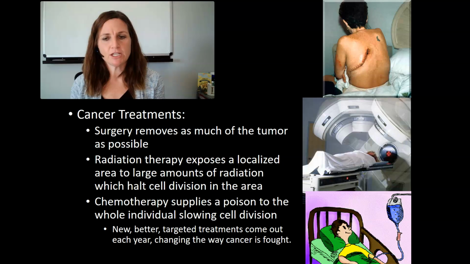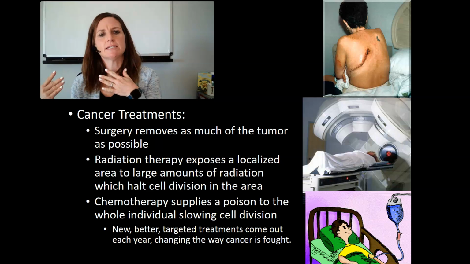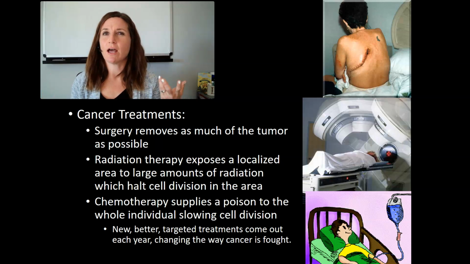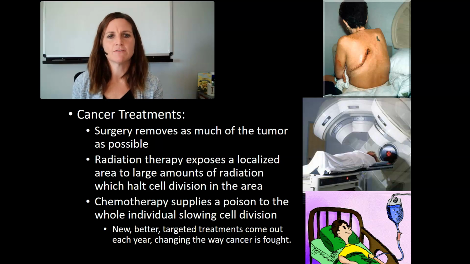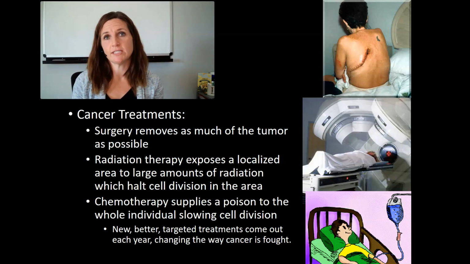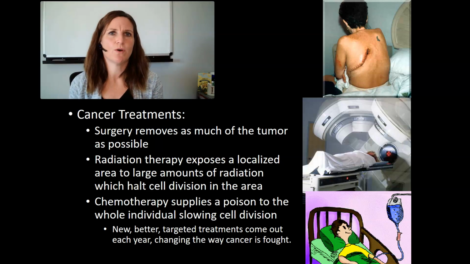A few options for cancer treatment. The first one is a surgery to remove as much of the tumor as possible. Sometimes this is the first thing we do. Sometimes this is the last thing you do. Typically, radiation comes first before surgery, but sometimes it comes after. It depends. The oncologist, which is the doctor that treats cancer, is the one who will make all of these decisions.